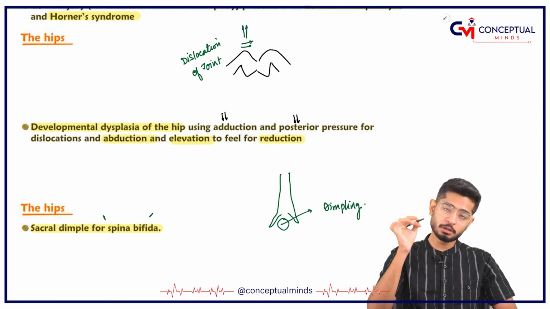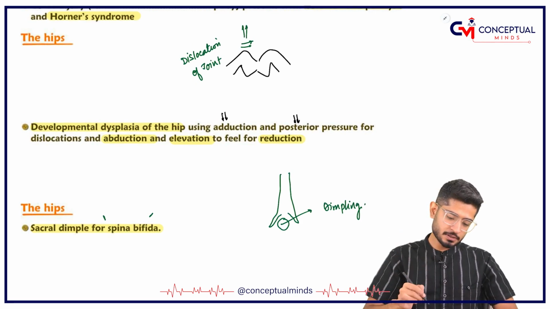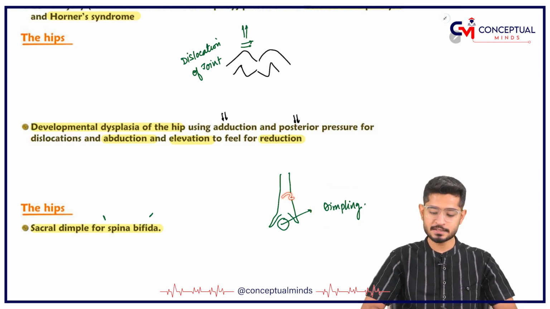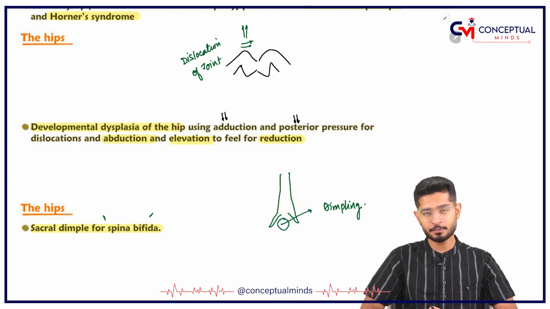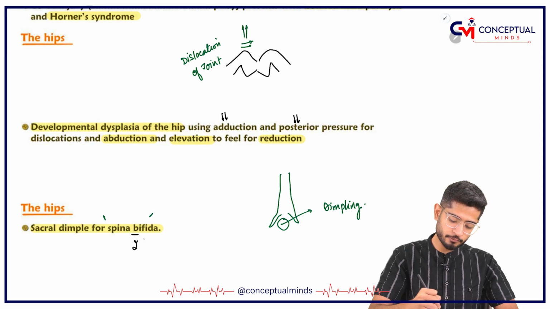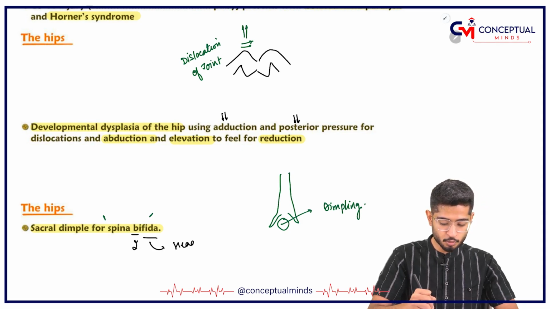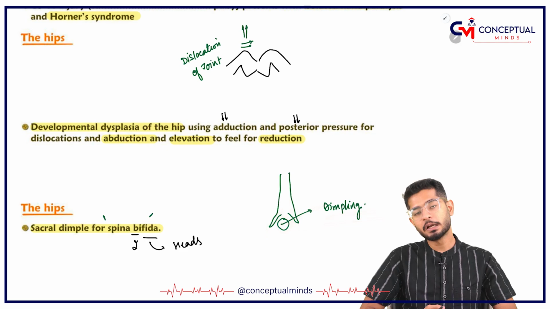Coming on to the region slightly above the hip, that is the spinal region. What you have to see in the spinal region is dimpling. Why is there dimpling? Because of spina bifida. Bifida means bi means two, fida means heads. So there will be two heads of the spinal cord. That's why one head, second head, there will be dimpling. So you have to check for dimpling in this region to check for spina bifida.